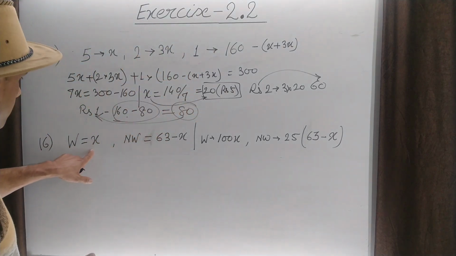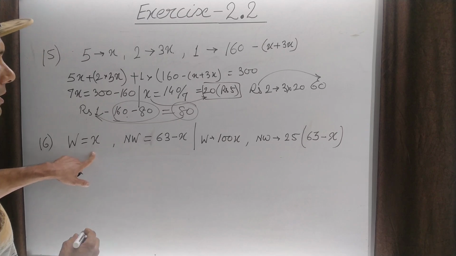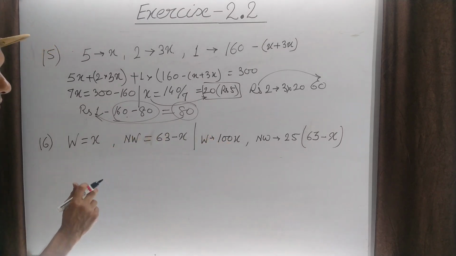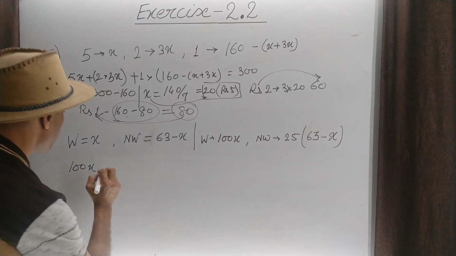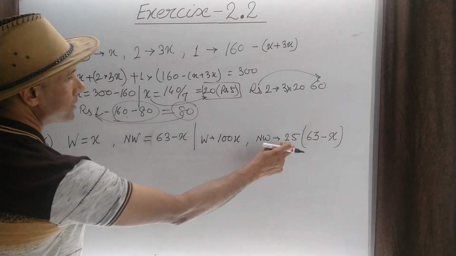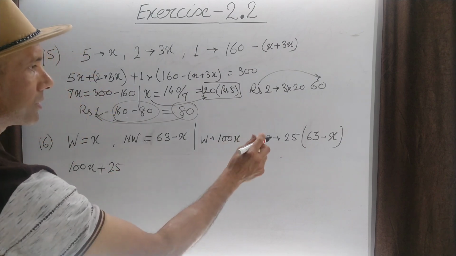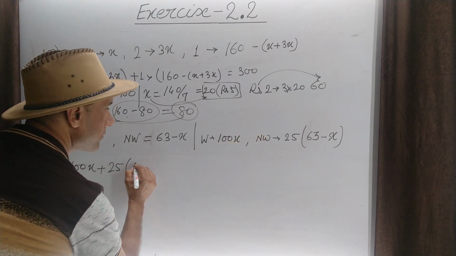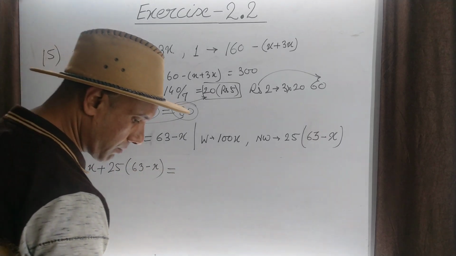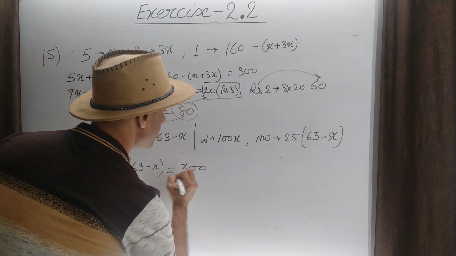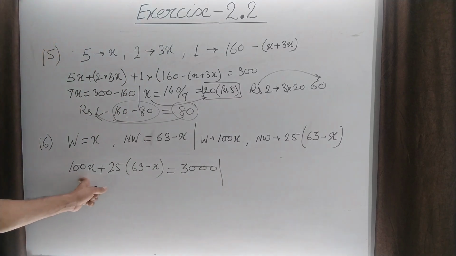So x is the number of winners. So the amount of money which has been given to the winners is 100x. Okay, plus 25 is the amount which is given to the people who have not won. So that is 25 into 63 minus x, and this amounts to the total prize money, that is rupees 3000.